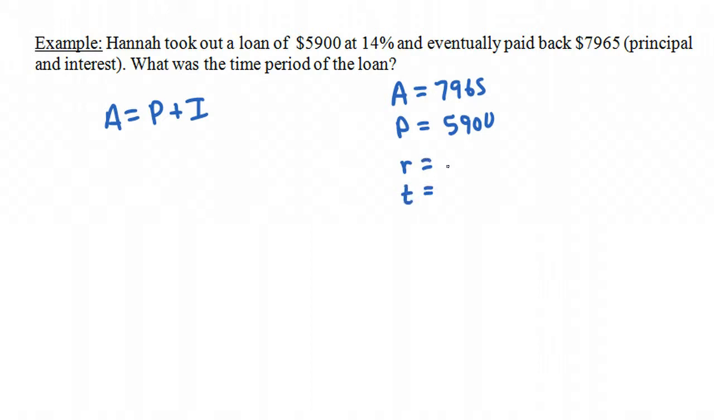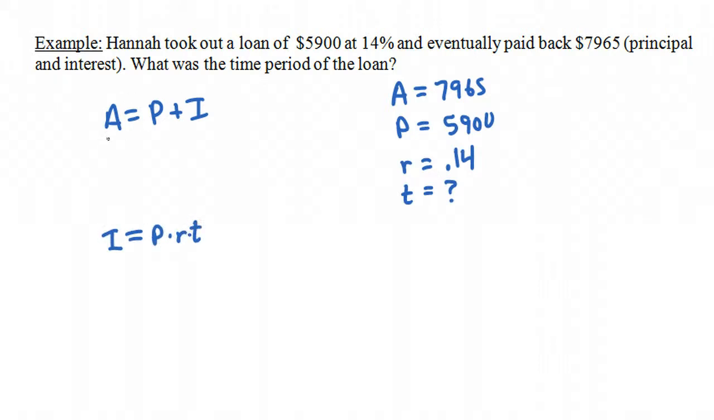Now the rate we're given is 14%, so that would be 0.14. And the time, that's what we're looking for. What is the time period of the loan? If we're given 3 of these things, we can find the 4th one, just using the formulas that we have. So we have A equals P plus I. We also have I is equal to P times R times T.